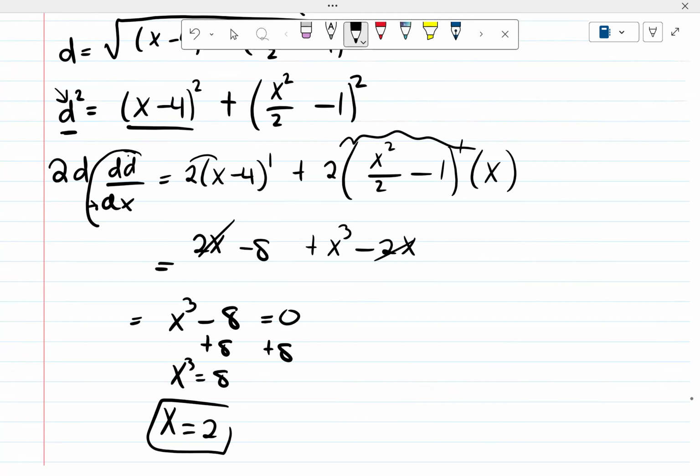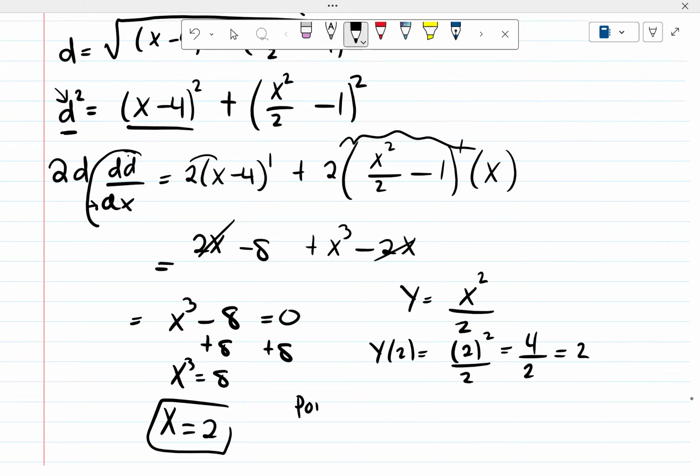Now we want a point, so we have to find the y coordinate. So how do you find the y coordinate? We also said that y equals x squared over 2. So y of 2 is going to be 2 squared over 2, which is 4 over 2, which is 2. So this concludes that the point (2, 2) is the closest point.